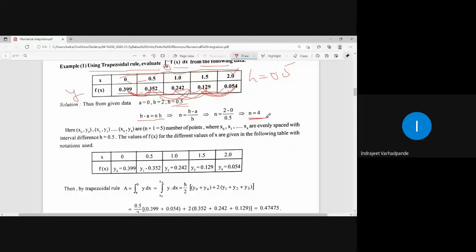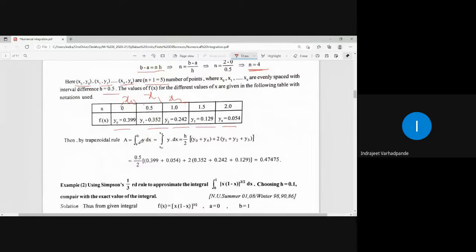We have always seen the parts will be even, and n plus 1 points always remain, so that will always be odd, right? So accordingly n is even, and n plus 1 will be the points, which will be odd. So here x0, y0, x1, y1 up to x4, y4 are the points. Total number of points are 5 points. So these are evenly spaced by taking h as this. So for us x0, x1, right? This is x2. So corresponding values are y0, y1, y2, y3, y4.